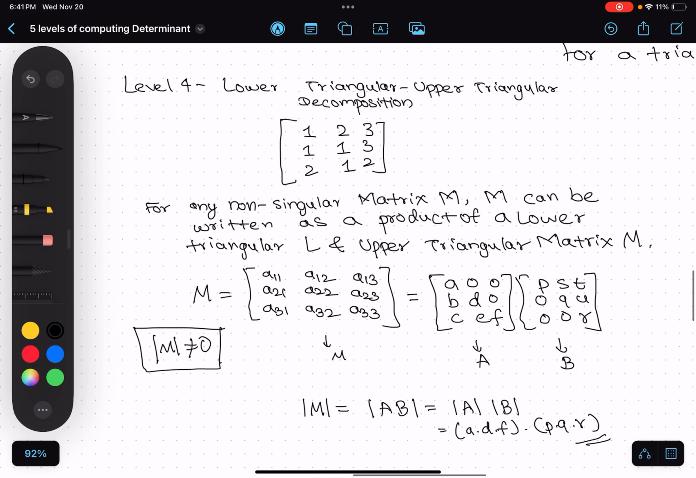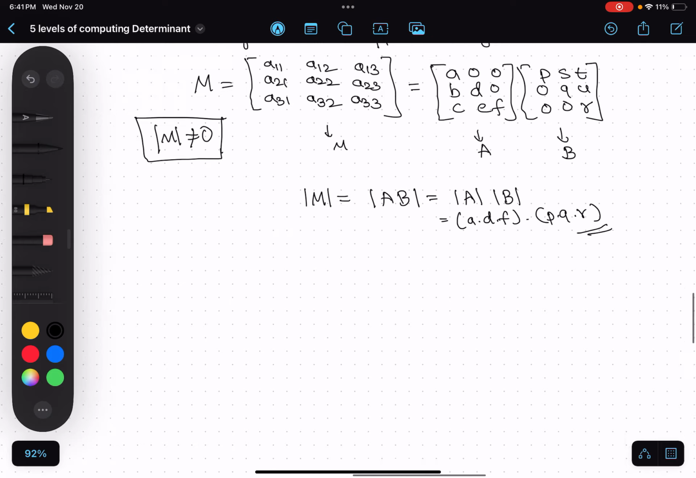And in this video, we'll try to break this 3 by 3 matrix into lower triangular and upper triangular matrices, and it will not be that hard actually. We just need to assume that it exists, and we need to solve a few equations, and we will get the elements of the upper triangular and lower triangular matrices. Okay, now let's get started.